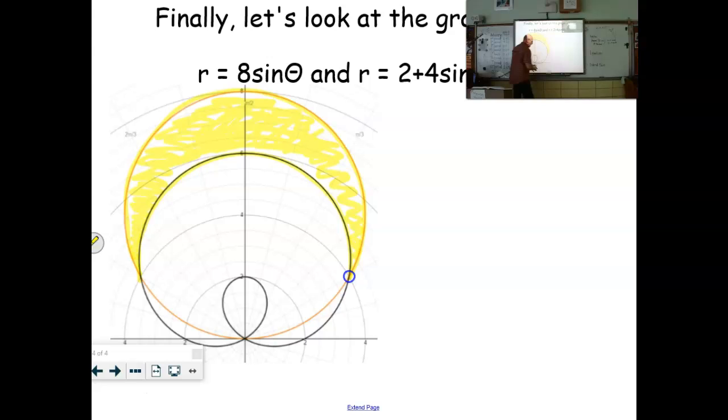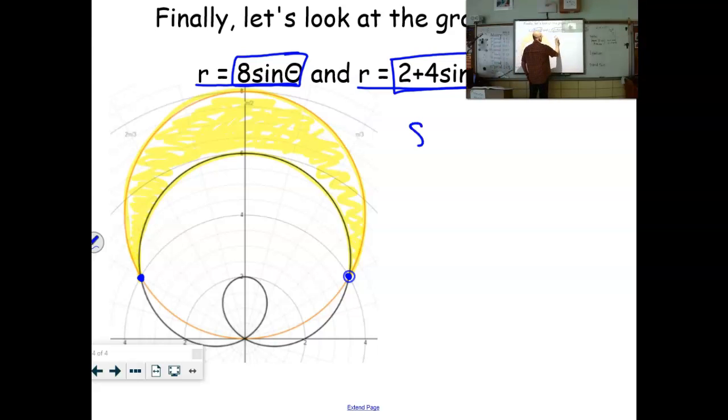Well, what do I know at these locations? At this location here and at this location here, these two functions have to be equal to one another. Those two polar equations must be equal because they're intersecting there. So instead of setting one of them equal to 0, I am literally going to set this 8 sine theta equal to 2 plus 4 sine theta and solve for theta. Let's do it. Here we go.